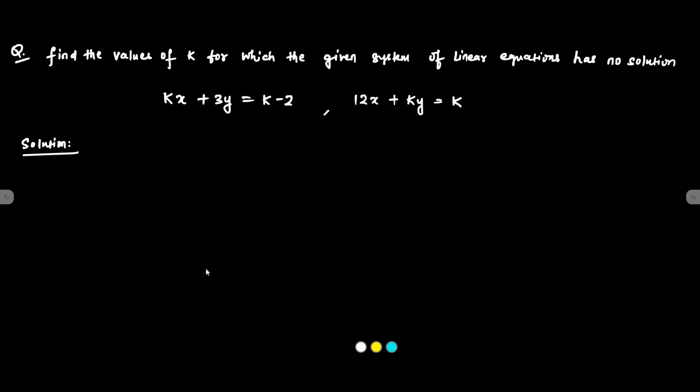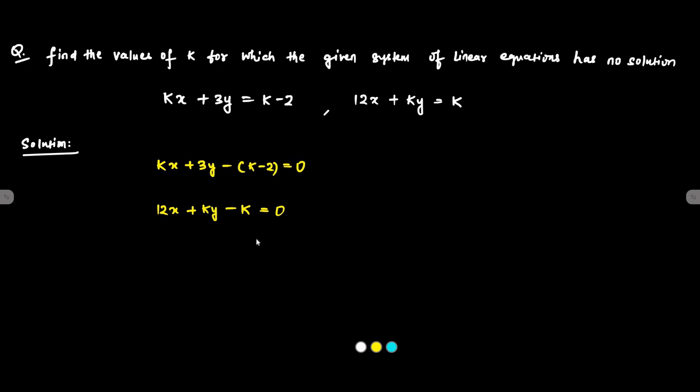So here is another question on conditions for solvability of linear equations in two variables. Find the values of k for which the given system of linear equations has no solution. The equations are kx plus 3y is equal to k minus 2, and 12x plus ky is equal to k. First we have to write the equations in the standard form, which is kx plus 3y minus k minus 2 is equal to 0 and 12x plus ky minus k is equal to 0.